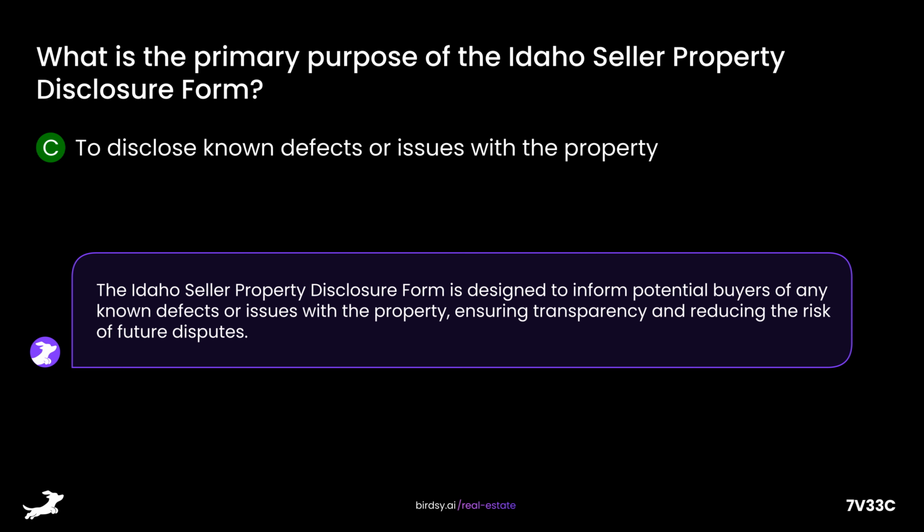The Idaho Seller Property Disclosure Form is designed to inform potential buyers of any known defects or issues with the property, ensuring transparency and reducing the risk of future disputes.